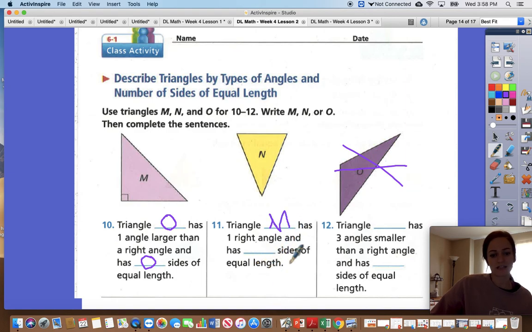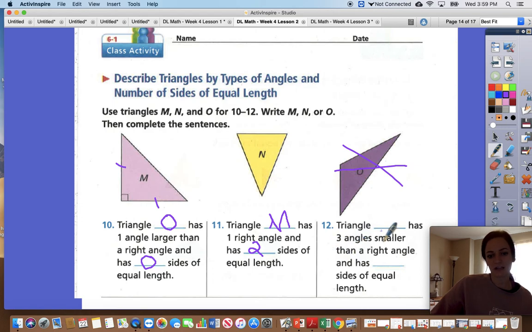And has blank sides of equal length. Well, let's look. What do you guys think? Are any of these sides the same length? I would say yes. I would say this one and this one are the same length. So it has 2 sides, okay? Then let's look at number 12.